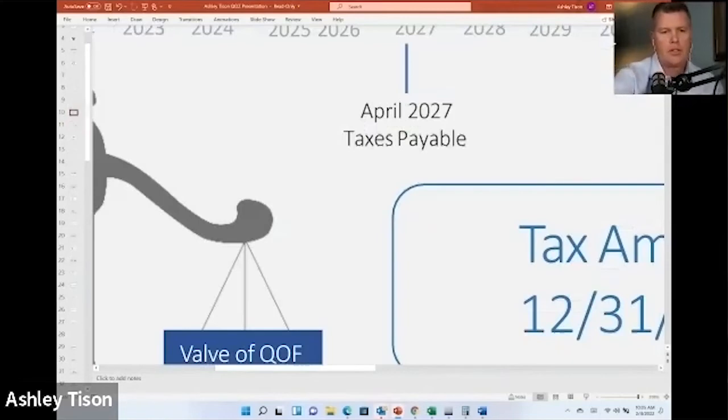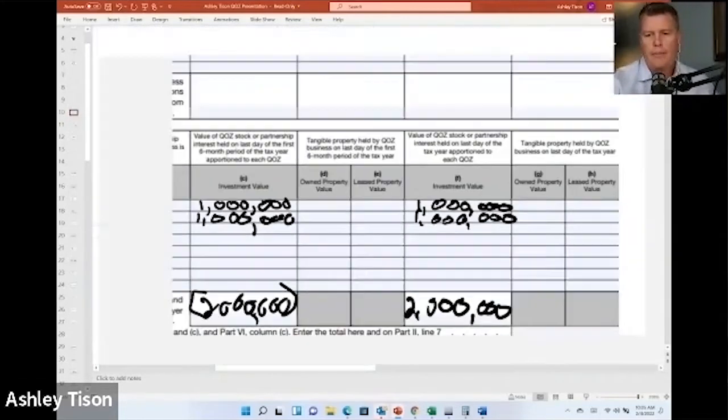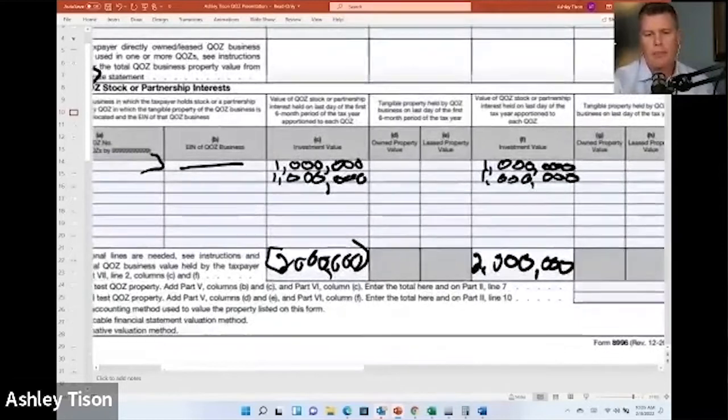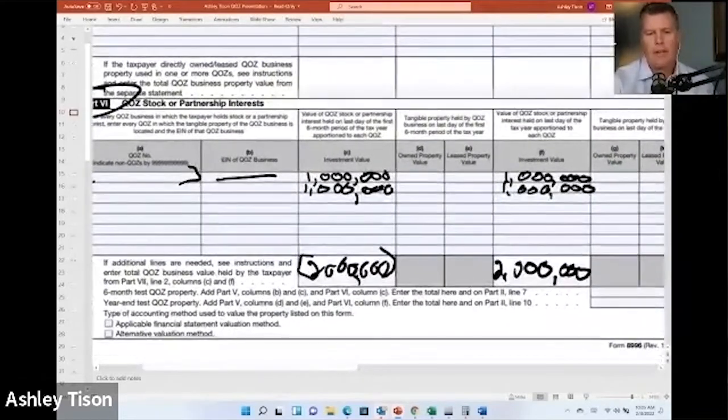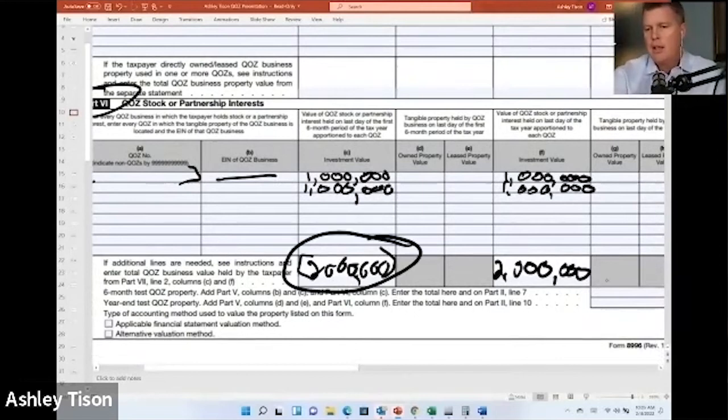Because you're going to ultimately total these up, right? So you're going to have the 6-month test where you're adding part 5 columns B and C. That's any of the direct own, and part 6 column C. Right? So you would put this number, right? So this part C is where you would put the $2 million down here.